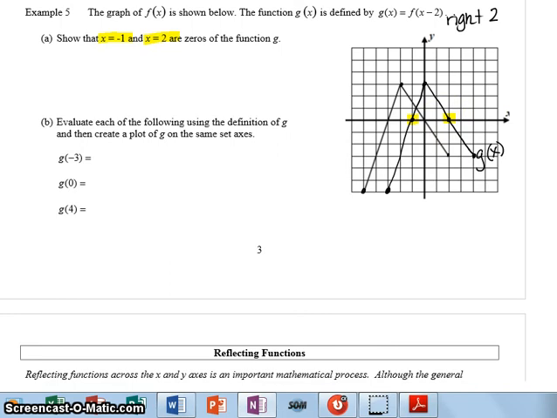Part B, evaluate each of the following using the definition of g. So I'm looking at the g only. Maybe I'll highlight my g in yellow, seeing I didn't do it in a different color. Okay, g of -3. So I go over to -3, and then I have to go all the way down, and that has a value at -1, 2, 3, 4, 5, -6. So remember, that's like a coordinate, (-3, -6). At 0, my yellow graph is up at 3. And at 4, 1, 2, 3, 4, I'm down at -3.